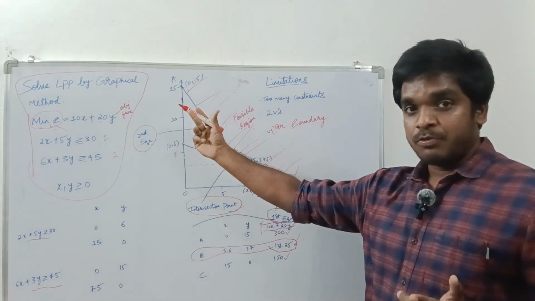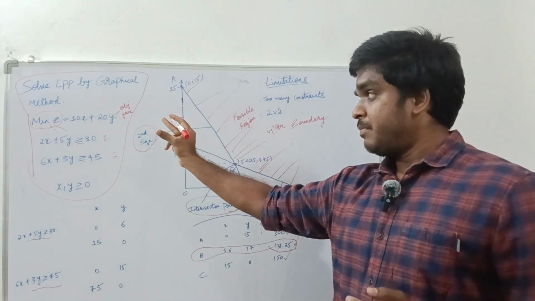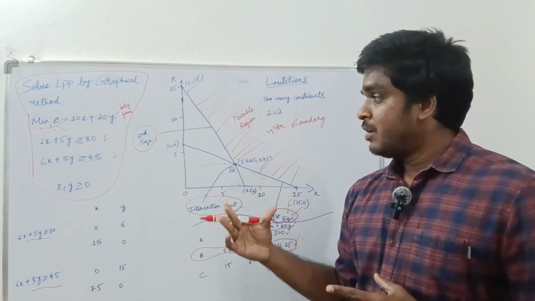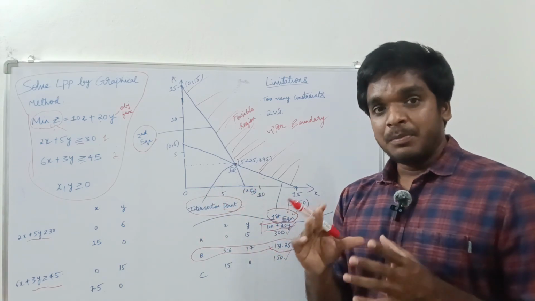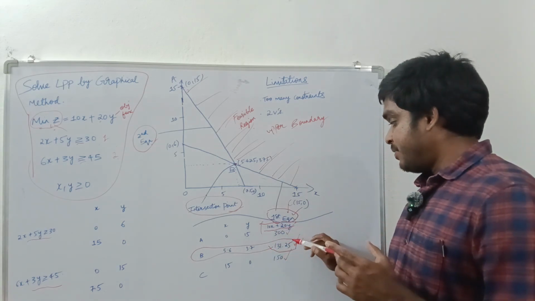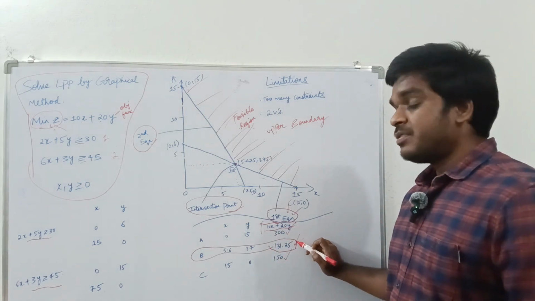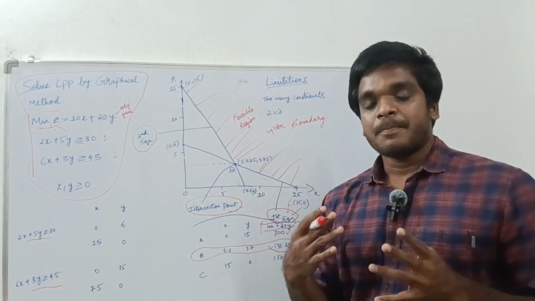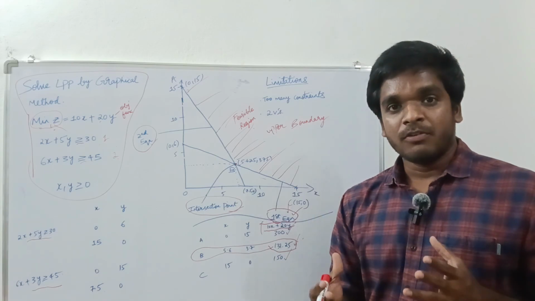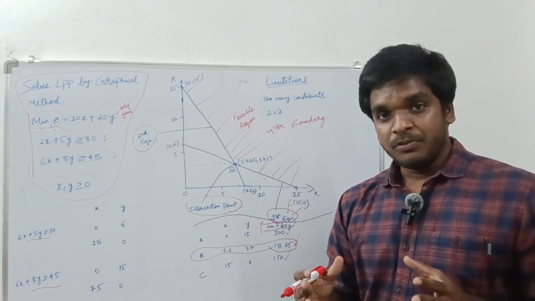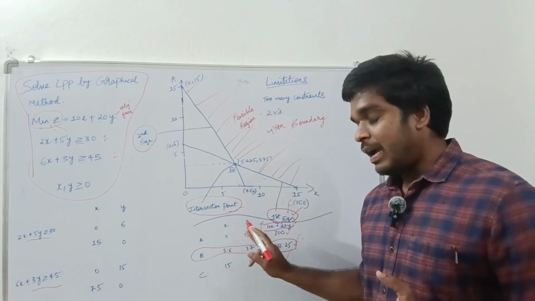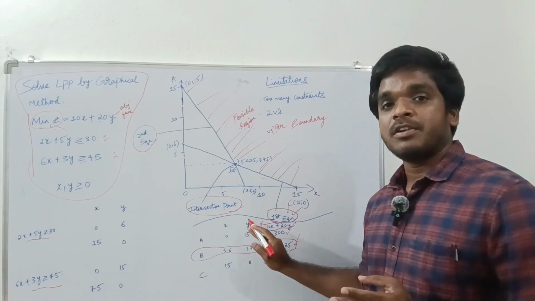Now look at the question. The question talks about minimum Z. It's asking us to find out the minimum value. So out of these three values, the minimum value is 131.25. So this is the required answer. Now we can conclude that the manufacturer can attain the objective of minimizing the cost by producing approximately 6 quantities of X and approximately 4 quantities of Y.